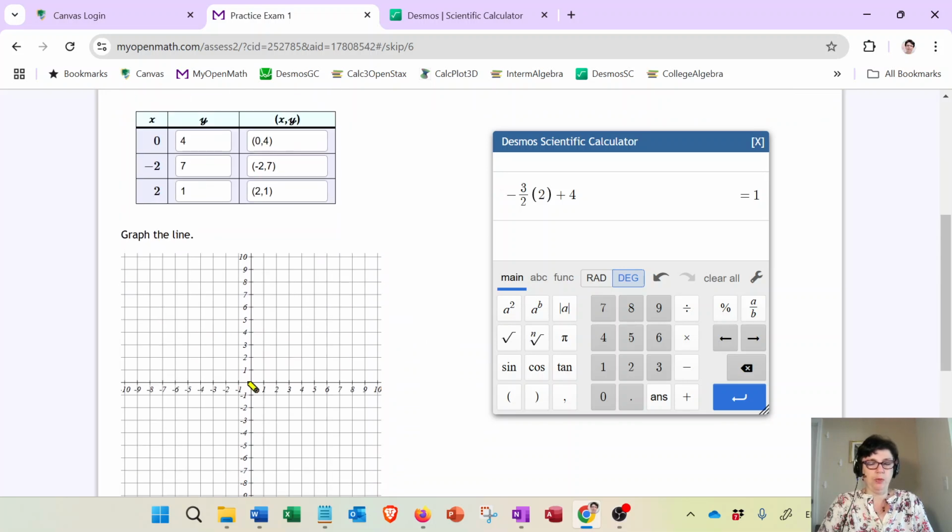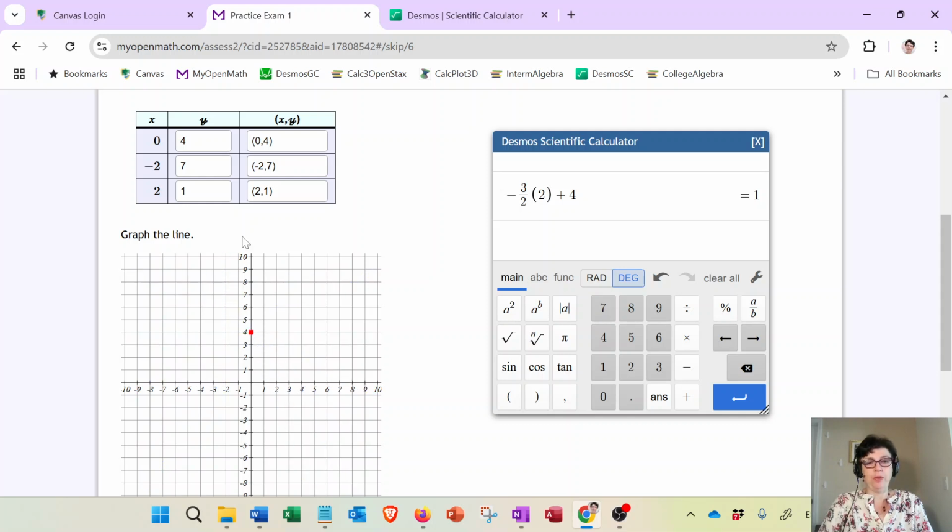So 0 means that you are not moving right or left, and 4 means that you're going 4 up. So that's your first point. And then -2 means that you start at the origin, go 2 to the left, and then 7 up. So 1, 2, 3, 4, 5, 6, 7. There is your -2, 7.